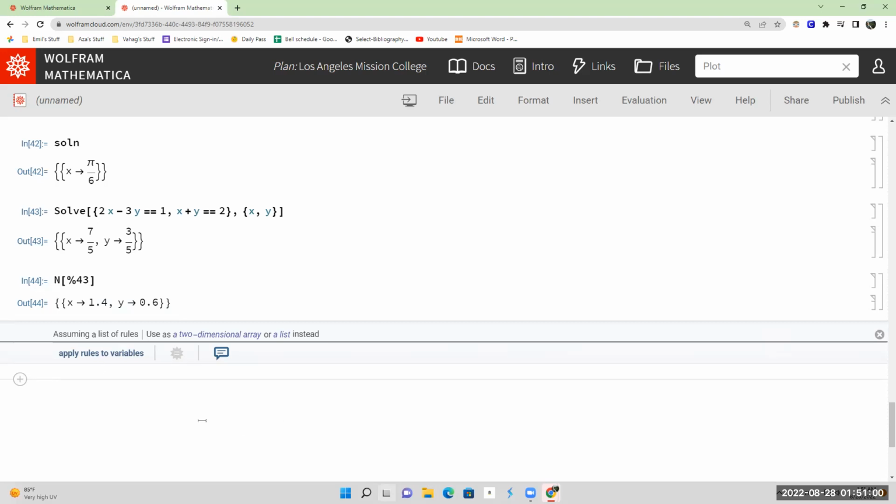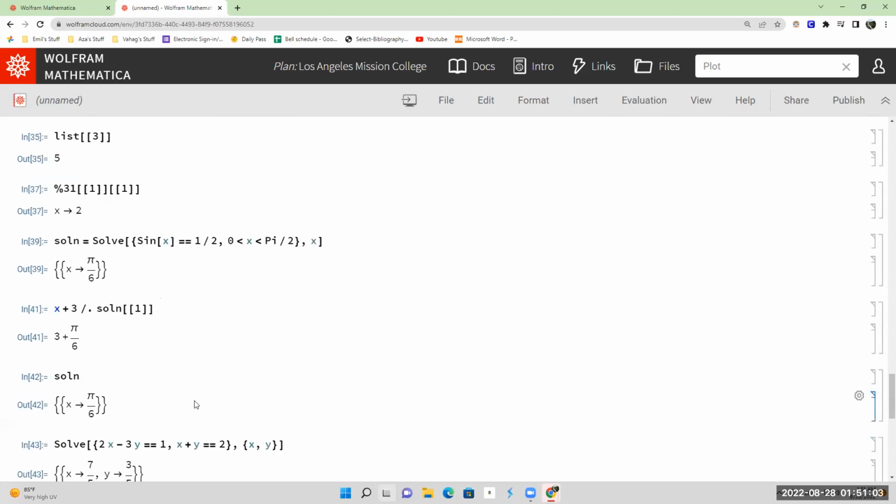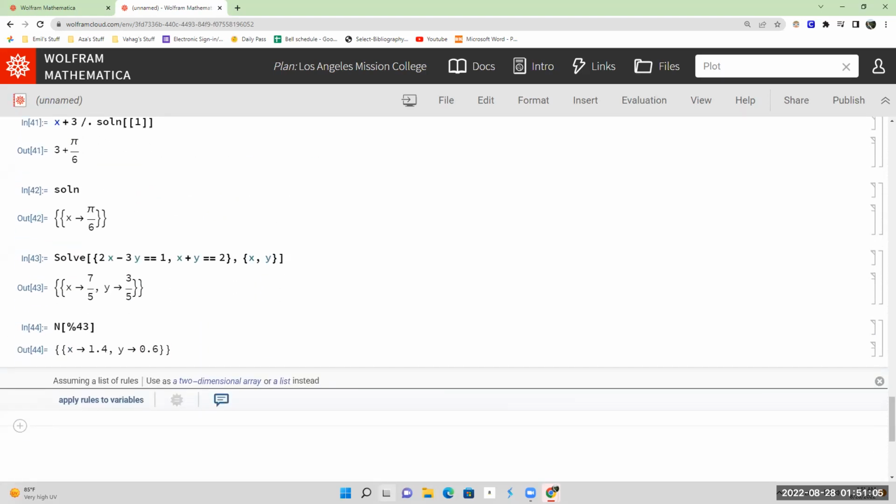Now, for the purposes of calculus, we already talked about this. We can take the derivative of functions, but we can do a lot more than that.